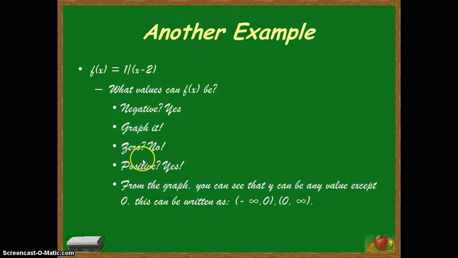We said y can't be 0. Could it be positive? Well, yeah. If x is 37.5, do I get a positive number? Yeah. Again, what positive numbers could it be? We're going to look at the graph for right now, and we're going to see that really the range of this function is negative infinity to 0, and 0 to positive infinity. Let's take a look at the graph.